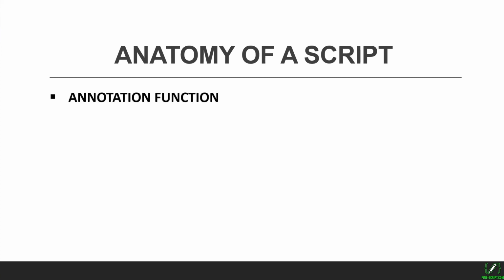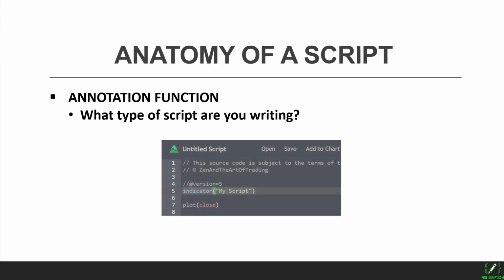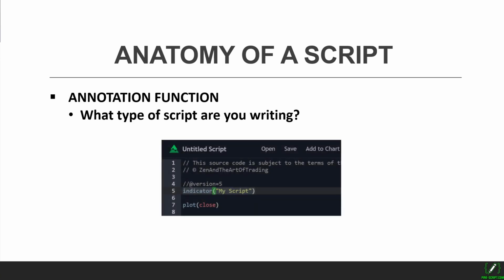Moving on, we have the annotation function. Similar to the compiler directive, which tells TradingView, the engine that runs our scripts, what version of PineScript we want to use, we also need to tell it what type of script we are writing. There are 3 different types, as I mentioned. We have indicator scripts, strategy scripts, and library scripts. The most commonly used one, the one that you will probably use the most, because that's what most coders use, is the indicator version of PineScript.